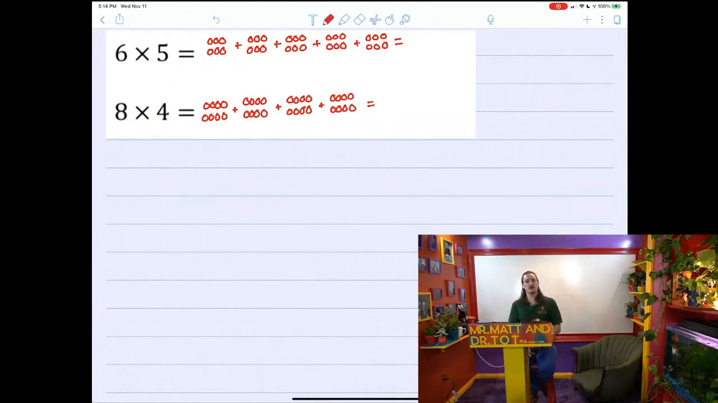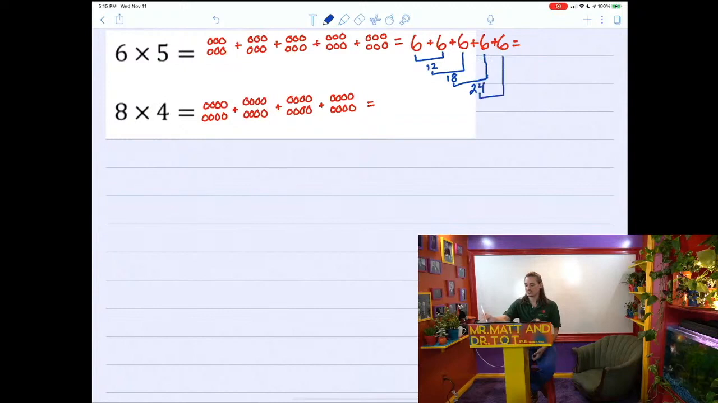Okay, so 6 times 5 is 6 plus itself 5 times. So we could write out individual token markers and count up all of the individual tokens, but we could also recognize that the number 6 is a symbol that represents 6 items. So this is the same thing as 6 plus 6 plus 6 plus 6 plus 6, which we could evaluate because 6 plus 6 is 12, 12 plus 6 is 18, 18 plus 6 is 24, 24 plus 6 is 30. So 6 times 5 is going to be equal to 30.